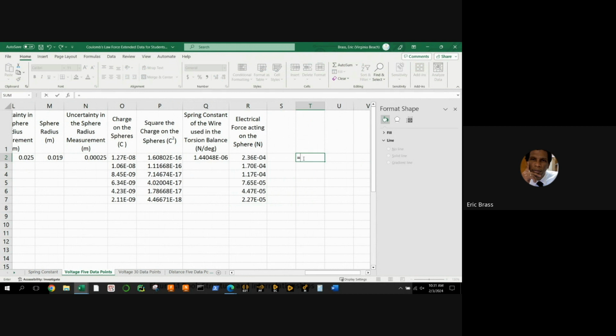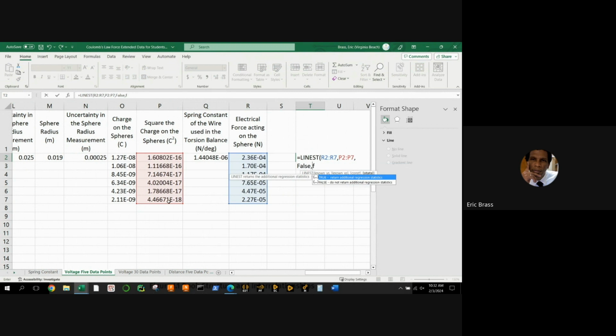to find out what the slope of the line is going to be. So our LINEST function, known y's, that's our electrical force, comma, known x's, that's charge squared, comma. I am just going to say false for now for the y-intercept to be set to 0.